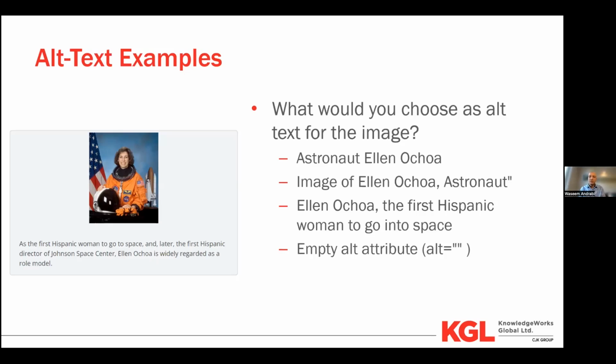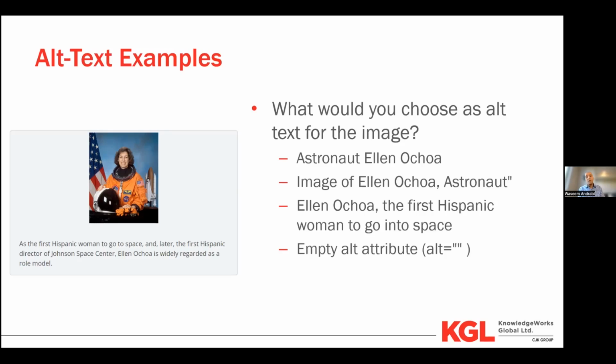And we need to think about it: what do we need to summarize from this image? What is the information that is being presented? In this example, the image content informs the user that this is Ellen Ochoa. Her suit further conveys that she is an astronaut, which is meaningful given her achievement. Based on that, I think the most recommended alt text for this would be astronaut Ellen Ochoa.